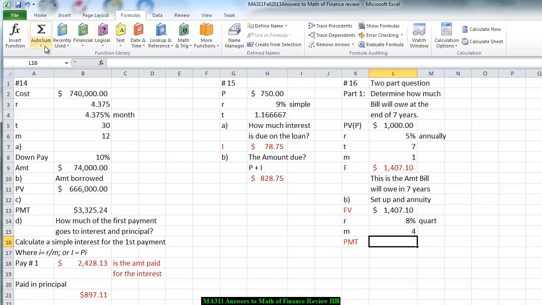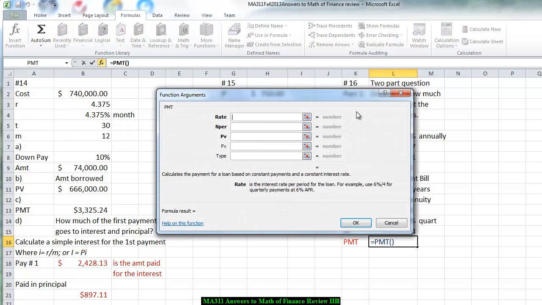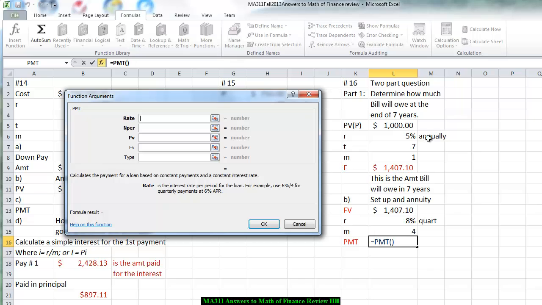So again, we go to our formulas. We're going to go to payment. And again, the interest rate now is 5%. This time, let's go back there. The interest rate is no longer 5%. The interest rate is 8% divided by 4. The N per is going to be equal to the 4 times the 7. So he's going to make 28 payments.